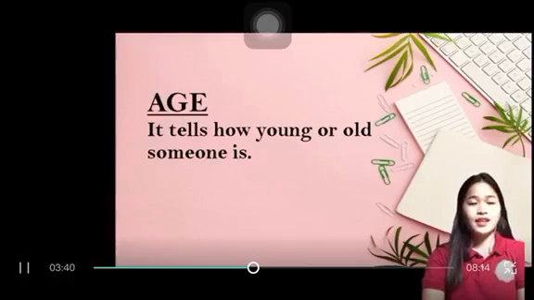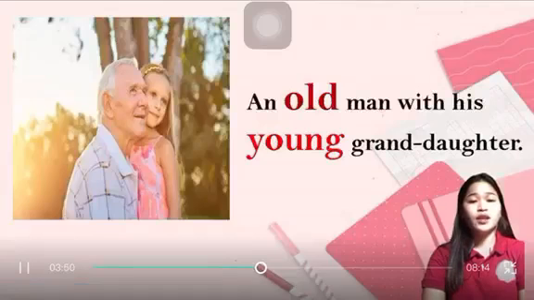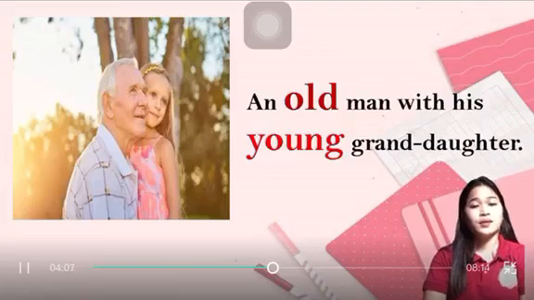Next is the age. It tells how young or old someone is. For example, an old man with his young granddaughter. An is the determiner, old is the age, man is the noun, with his young granddaughter. Young is the age, and granddaughter is the noun.